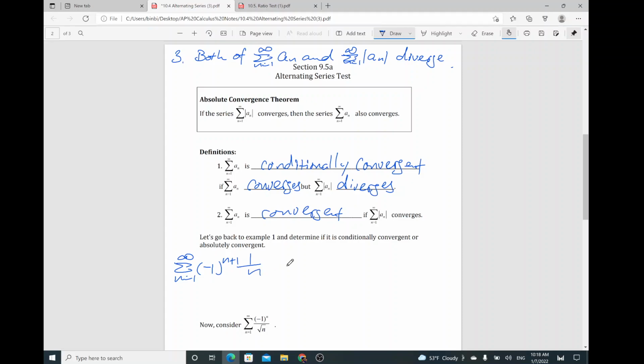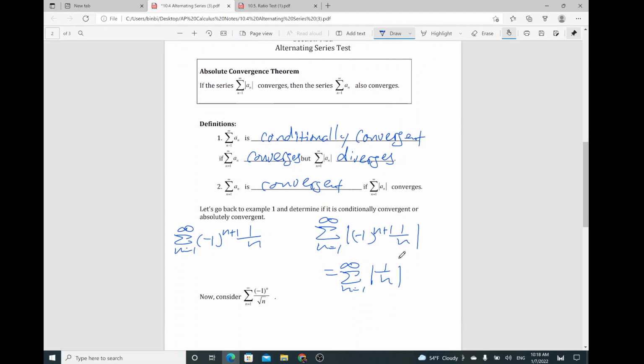So the first thing that you want to verify is the absolute convergence. Let's start with the sum from n equals 1 to infinity of the absolute value of (-1) to the power of n plus 1, times 1 over n. You may notice that the absolute value makes everything positive, so what's left here is only 1 over n, the absolute value of 1 over n.